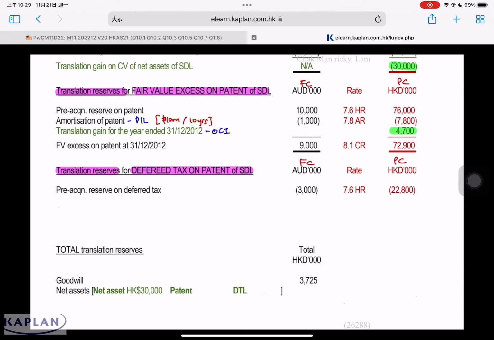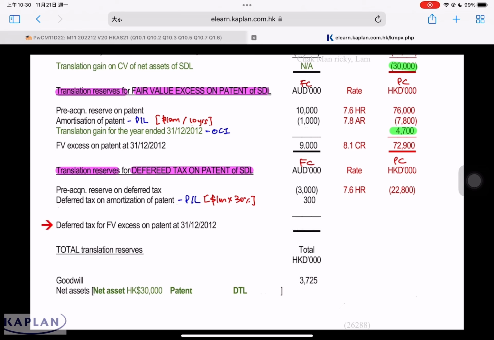As a result of the patent amortization, we lower the taxable differences. As a result, we should lower our deferred tax liability, and transfer this to P&L as a tax adjustment. This is a tax adjustment in profit and loss. Taking 1,000 multiplied by a tax rate of 30%, the deferred tax adjustment is equal to 300. Thereafter, this will be the carrying value of the remaining deferred tax liability at the year end, a minus of 2,007 Australian dollars. We must translate from functional currency to presentation currency.